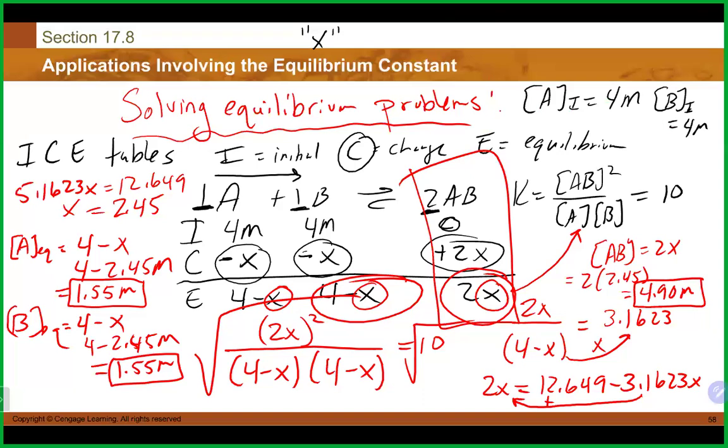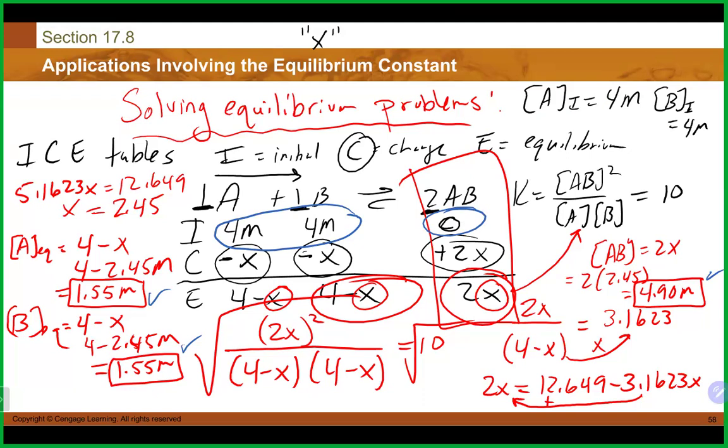So what do we see here? We see that what we expect to happen, we started with 4 molar of our reactants. At the end of the reaction, once it reaches equilibrium, they both have 1.55. Their concentration went down because they were needed to make products. The products, we started with nothing and ended with 4.9. So we increased our products, which is what we also would expect.